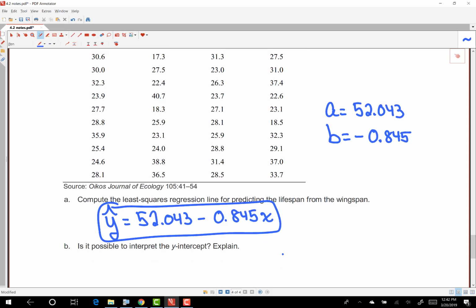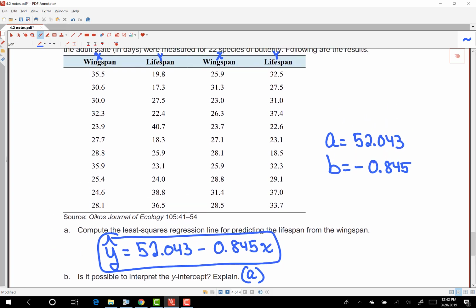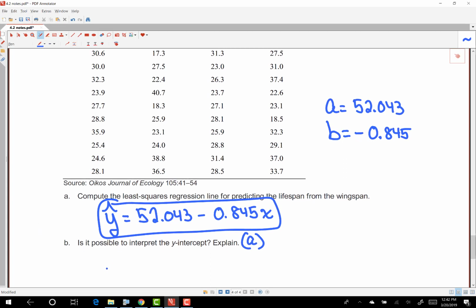And is it possible to interpret the y-intercept? So they're asking about A. A is the y-intercept. And remember that the only time the y-intercept has any meaning is if your x values are both positive and negative. And you can look here, all of my x values are positive. It's not possible to have a negative wingspan. That doesn't make any sense. So is it possible to interpret the y-intercept? No. And this is because all the x values are positive. The only time it's possible to interpret A is when you have both positive and negative x values.